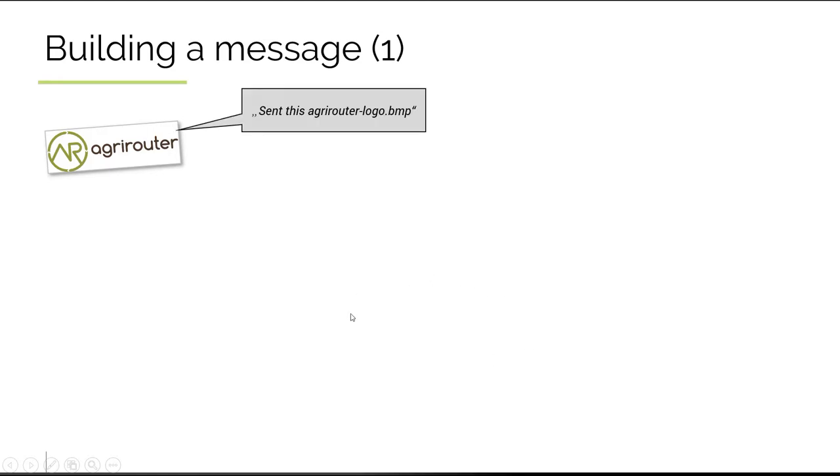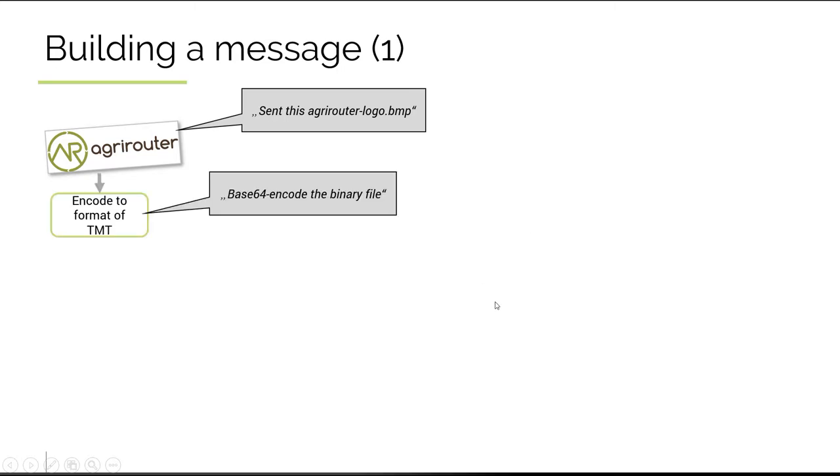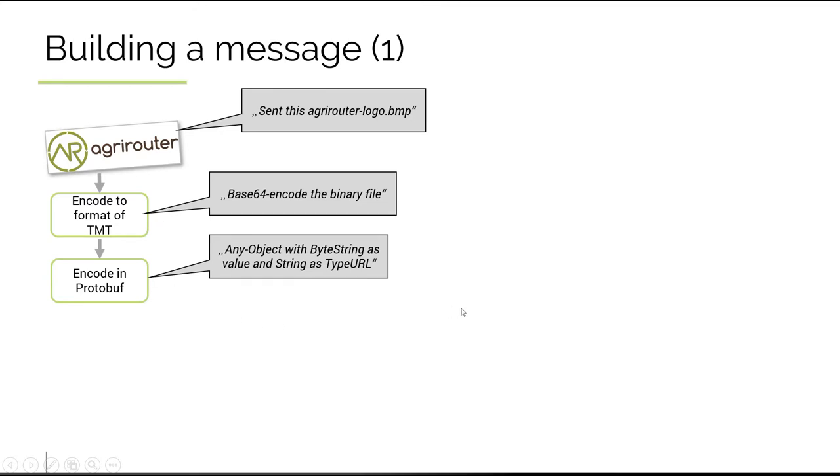Let's, for example, say we want to send this agrirouter logo.bitmap, so an image file. First thing you have to do, unimportant if you have a message or a command, you have to encode it to your technical message type. TMT stands for technical message type. And for an image, this is just a Base64 encoding of the binary file. For commands like requesting the endpoint list, there are protobuf definitions that can be found on the GitHub that have to be used to form the command. Okay, but for our image, for our bitmap, we just create a base64 string and we put this into an any object and say this is a byte string and the type URL is a string.